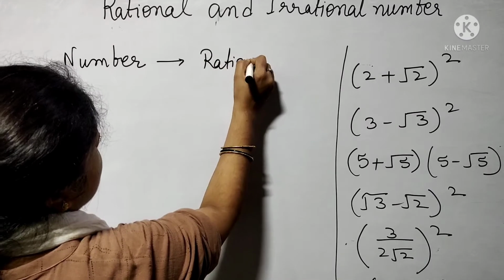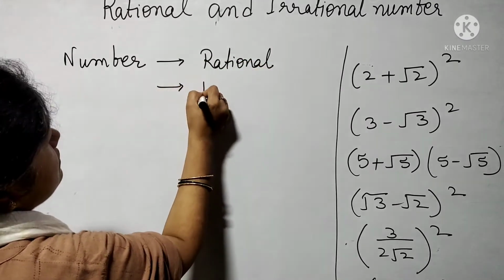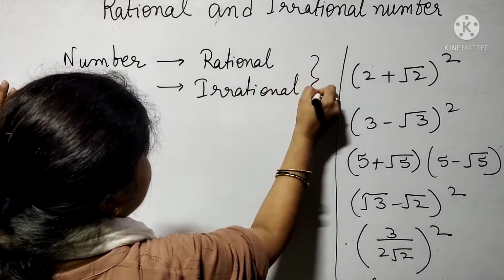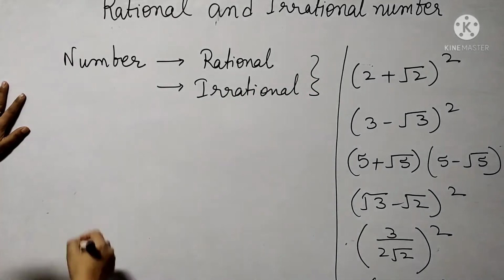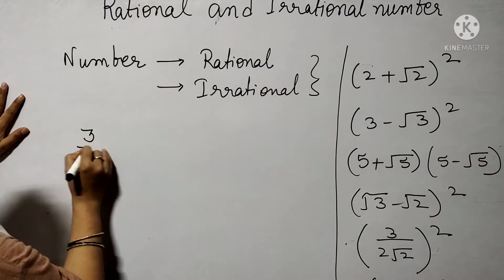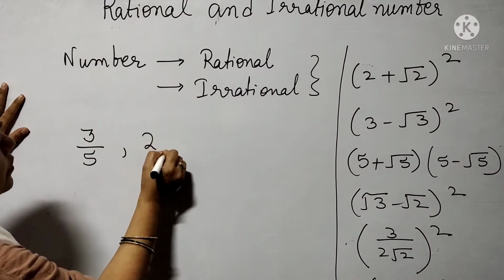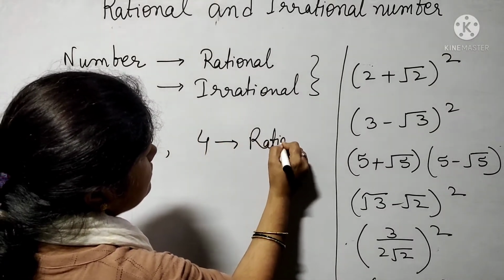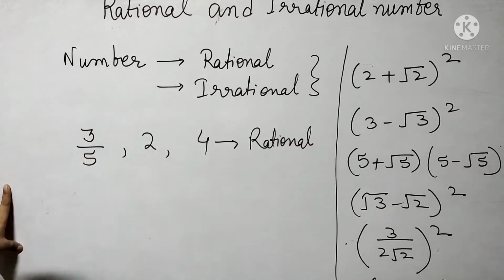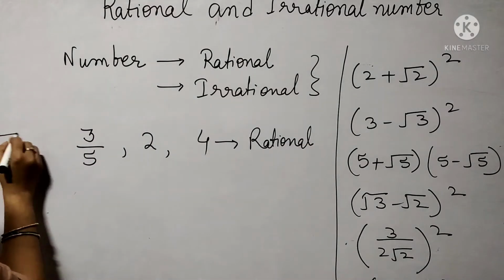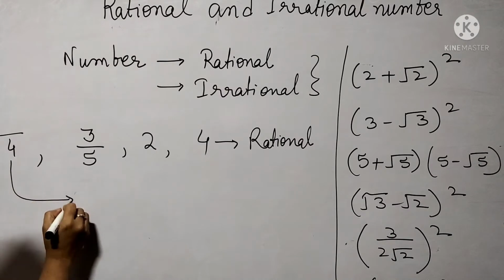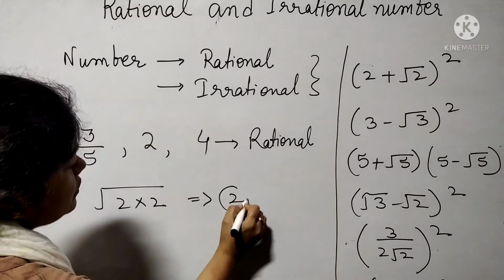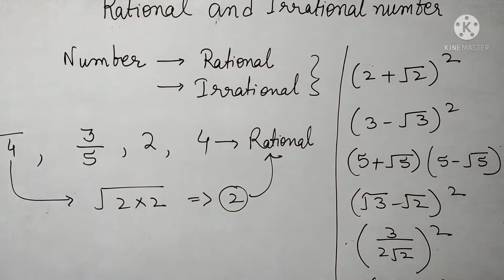What is the difference between the numbers which are rational and the numbers which are irrational? For example, if we have a number in this form 3 by 5, or we can say 2 or 4, these are all rational numbers. For example, we have under root 4, because under root 4 can be written as under root 2 into 2, which is equal to 2. So this is also known as a rational number.